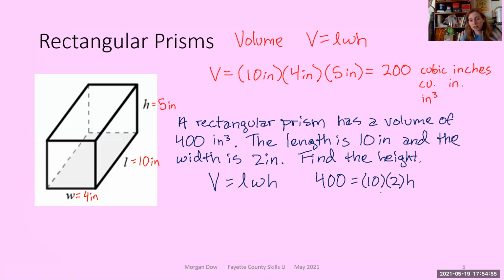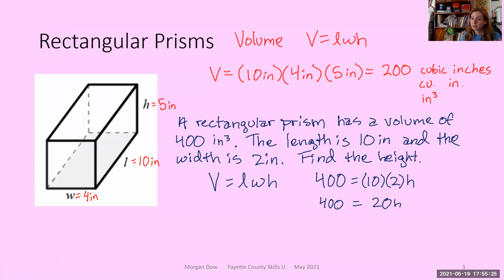First thing I can do here is I can simplify the right side of my equation a little bit. I can go ahead and do that multiplication, 10 times 2, right? It's saying 10 times 2 times the height. So I can go ahead and do 10 times 2. So I'm going to have 400 is equal to 20 times the height. So we're looking for a number that when we multiply it with 20, we get 400.